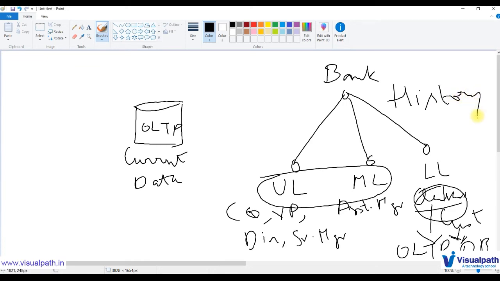So what is this history data? As I told you, we have frequencies. Suppose it's a monthly frequency. Suppose you are in the February month now, you try to load your January month. So the January month will be your history data, and your current month is February. Once March comes into the picture, your February and January both together become your history data, and March will be your current. When you come to April, April will be your current data, and January, February, and March will be historical data. So that's about historical data.